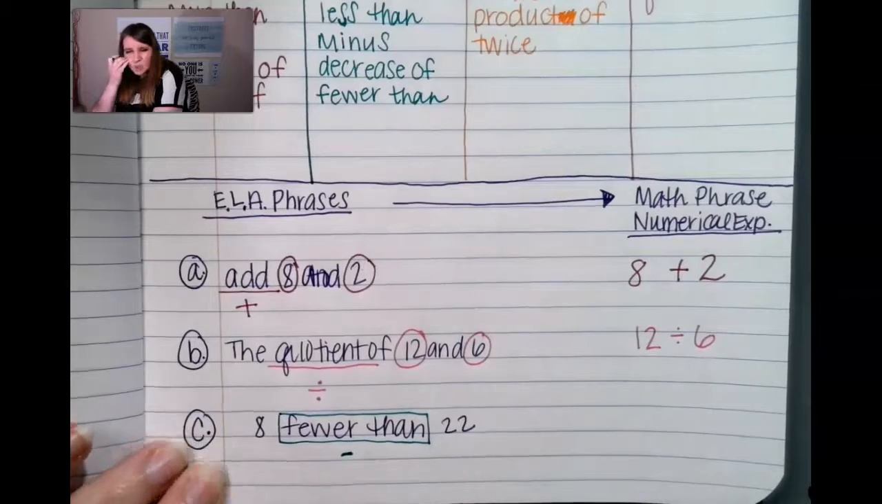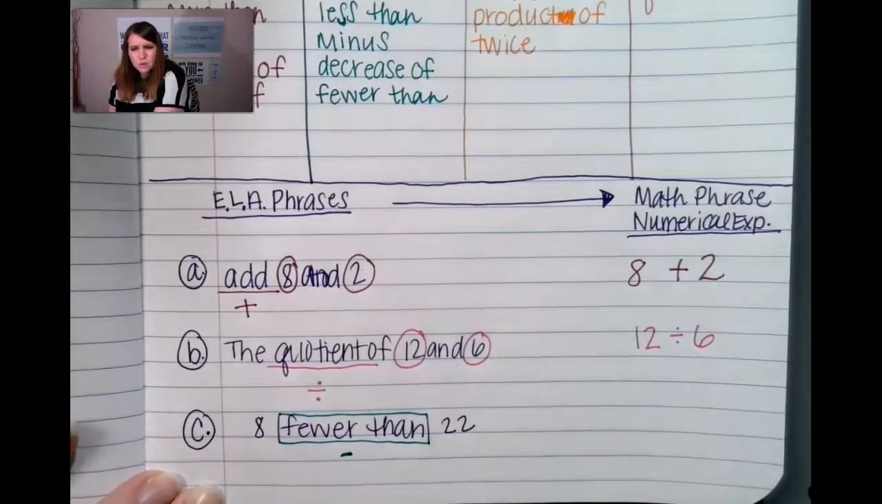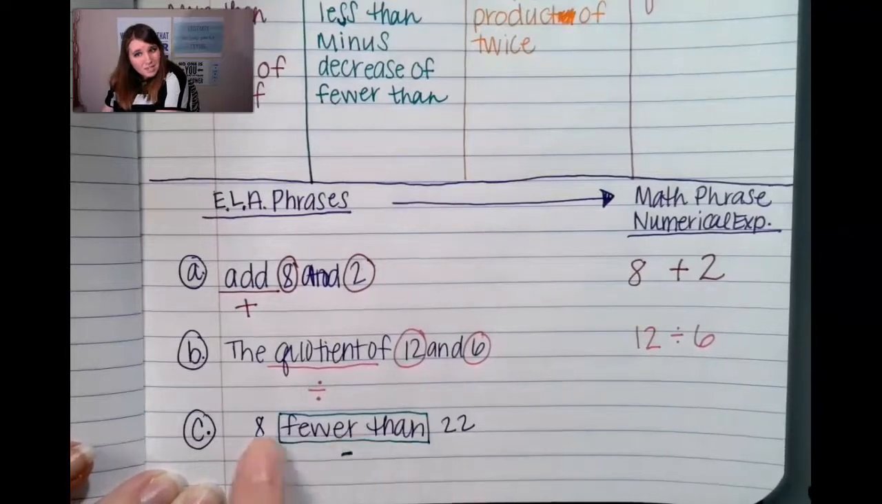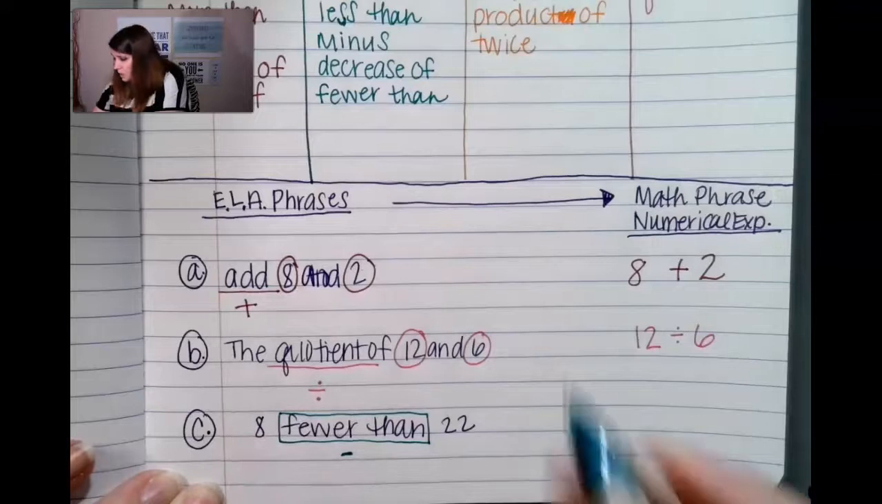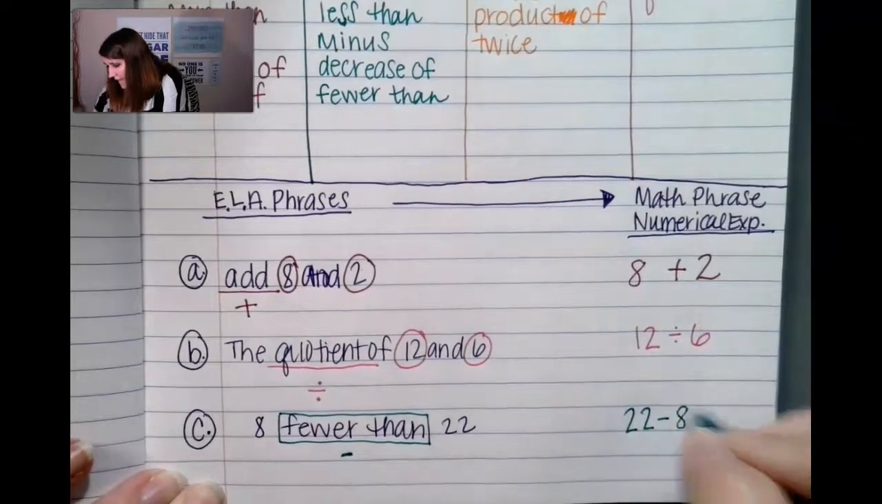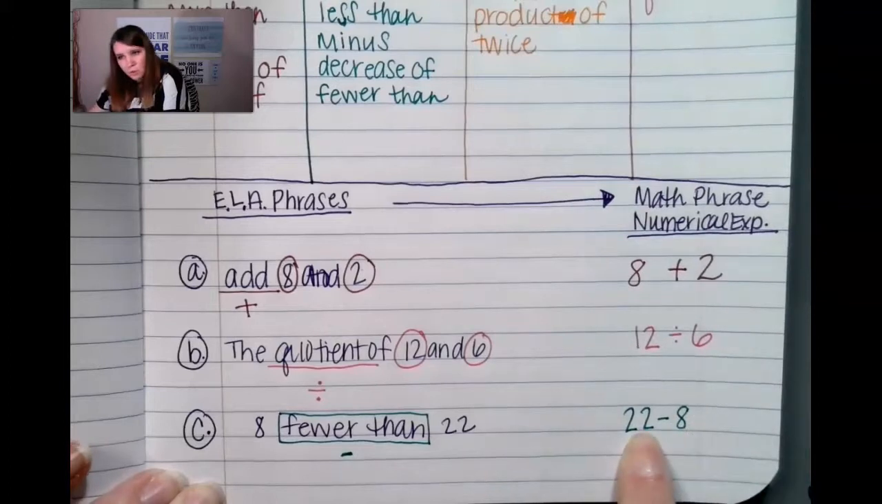But what am I subtracting? 8 fewer than 22. So 8 has to be less than 22. So this is a weird one. I have to switch these two things around. So when I read this, it's really 22 minus 8, because 8 has to be fewer than 22.